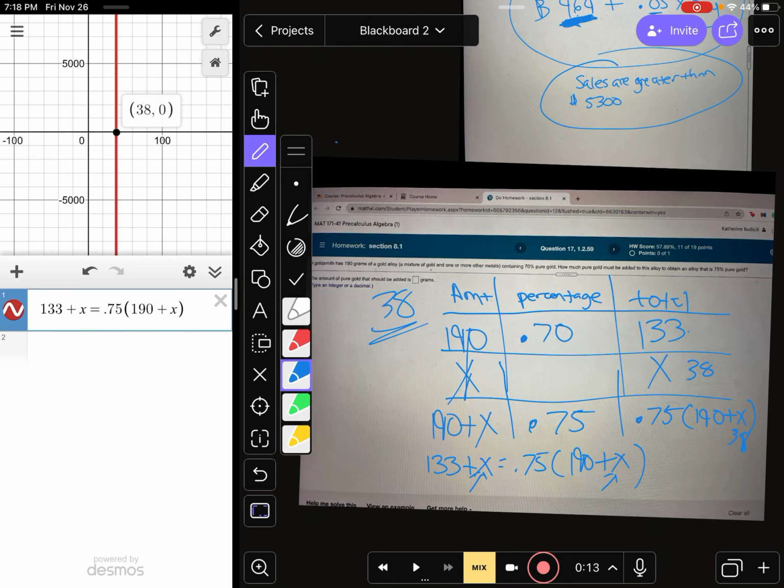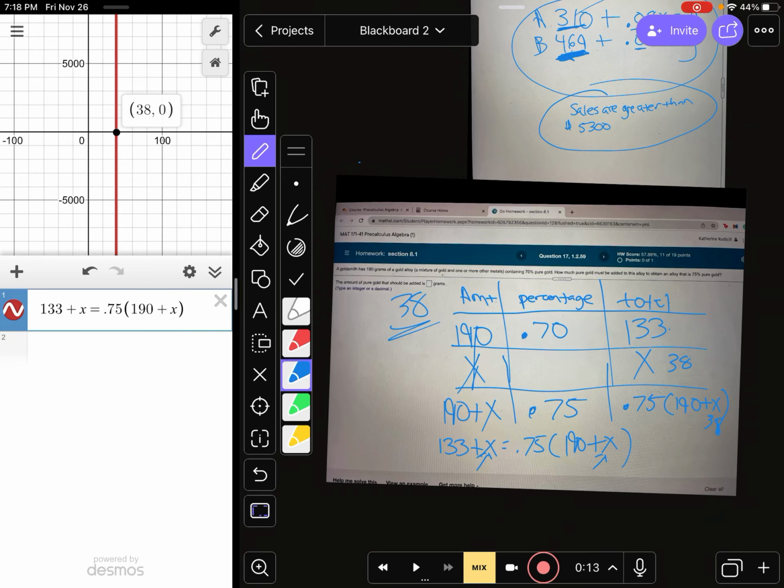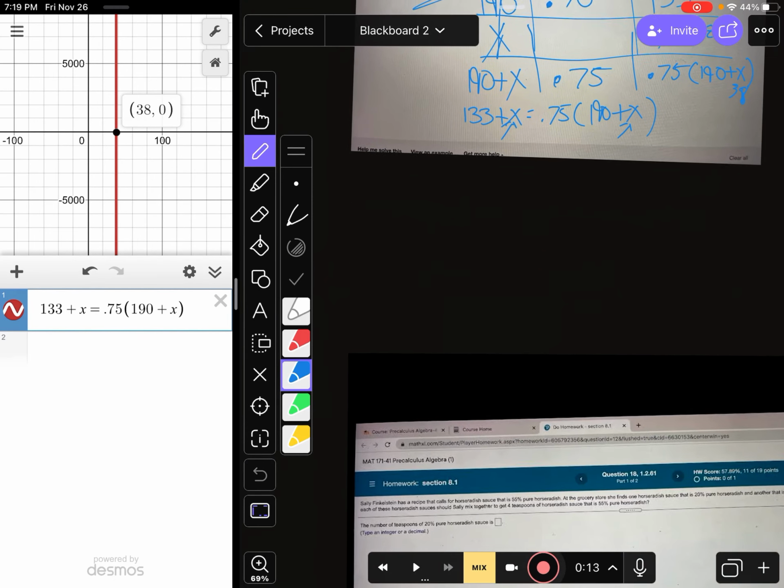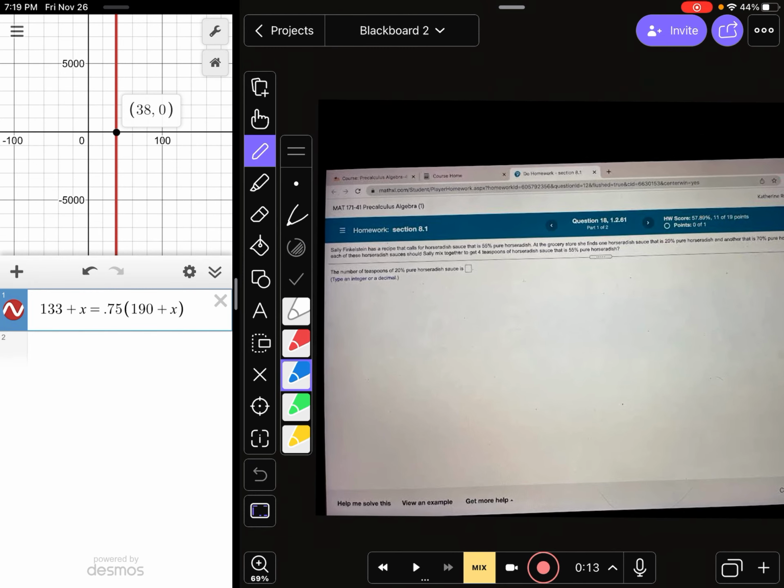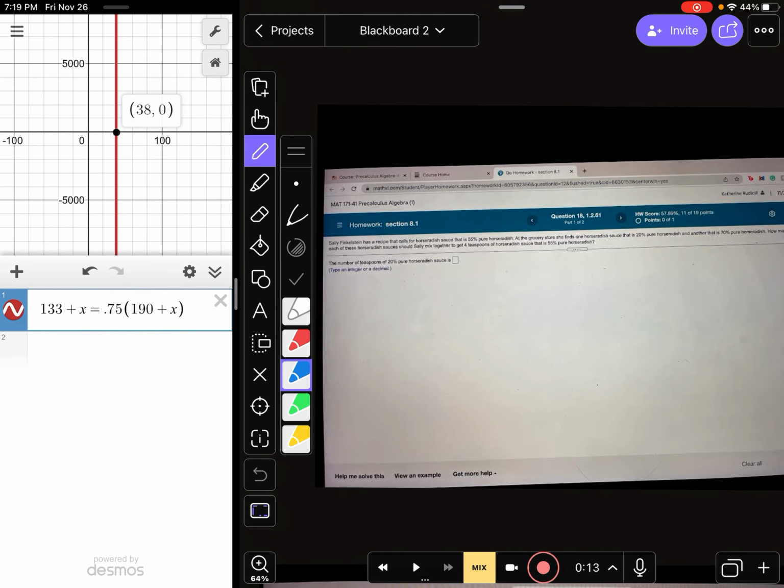38 grams. Let me just make sure I read everything right. A goldsmith, 190 grams, 70% pure gold. How much? 75%. Yep, 190 pounds. That's it. 38 grams. Okay. I haven't seen these yet because I'm kind of taking through them as I solve them. Doesn't make for the best explanation, but that's okay. All right. Going to the next one.